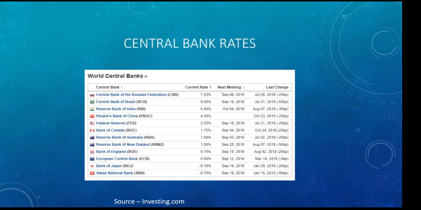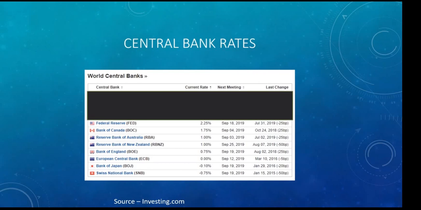So this is a list of a lot of the central banks from investing.com, and I'm going to take your focus away from the top three, because when you're talking about the ruble, and Brazil and India's currency, as retail traders, we typically don't trade those. So I'm going to black those out for a moment. But I want you to see what we have here between the Fed, the Bank of Canada, the RBA, the RBNZ, Bank of England, ECB, BOJ, and Swiss National Bank. All right, which are predominant currency pairs that most of us that trade the FX market are dealing with for the most part.